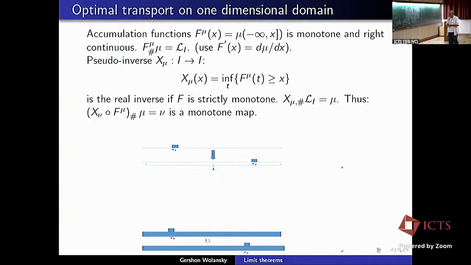So we see that if we compose F_mu with the inverse of F_nu, the accumulation function of the other measure nu, we get a mapping which pushes mu to nu. And this map is monotone. So if x1 is smaller than x2, then the image y1 will be smaller than y2. I will later return to this and explain what I want to say here.